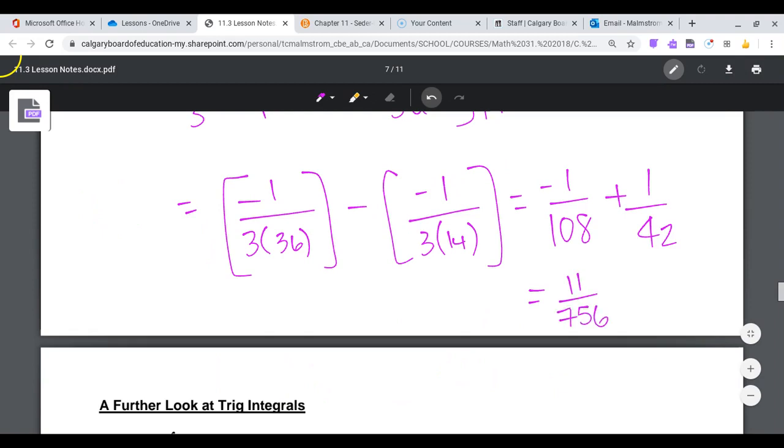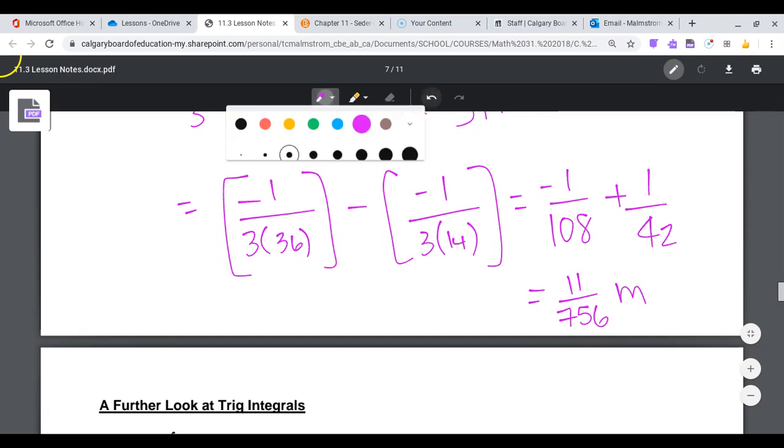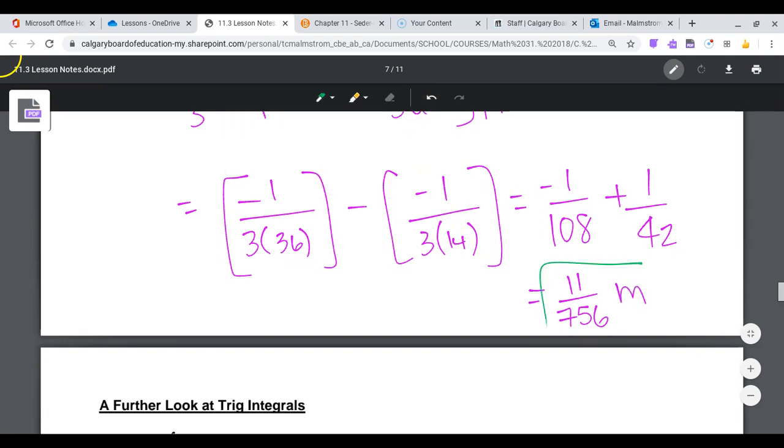756. Now, the question was, find the displacement of an object. If my velocity is in meters per second, then this answer needs to have the units meters, displacement, distance. There we go, 11 on 756 meters.